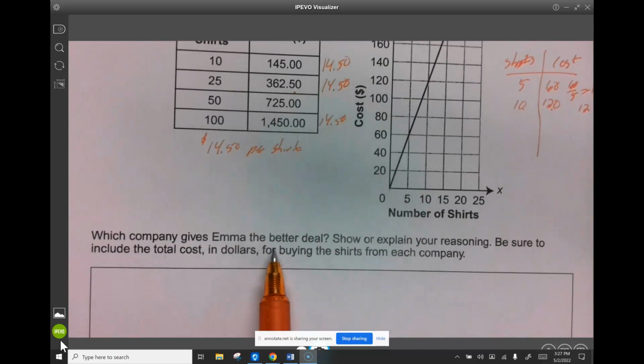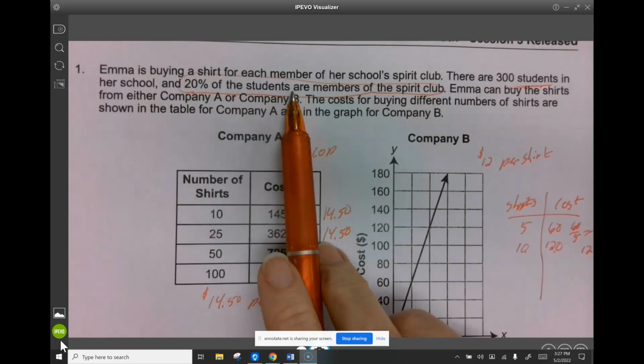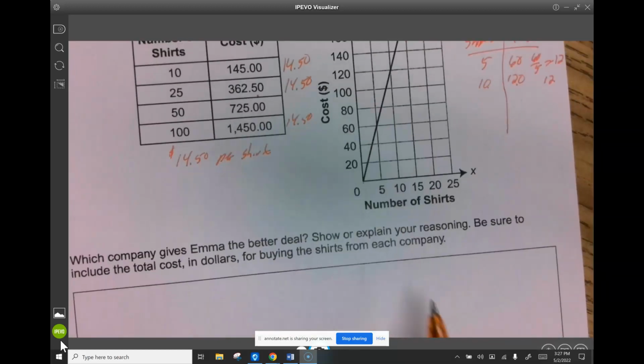Okay, which company gives Emma the better deal? Show or explain your reasoning, be sure to include the total cost. Well, the first thing we have to do is figure out how many shirts we need in order to find out the total cost.